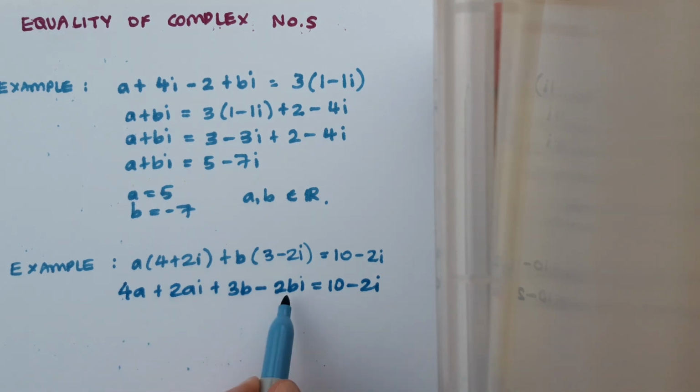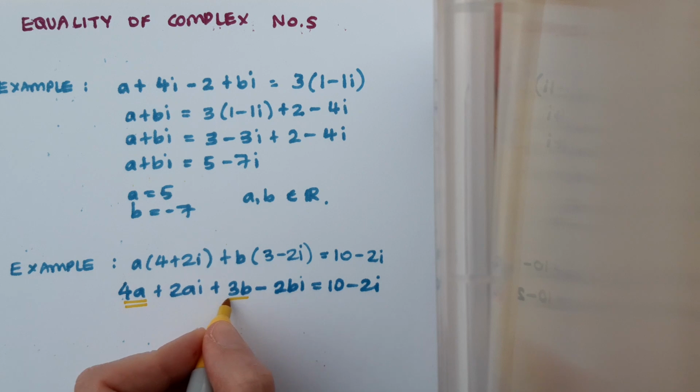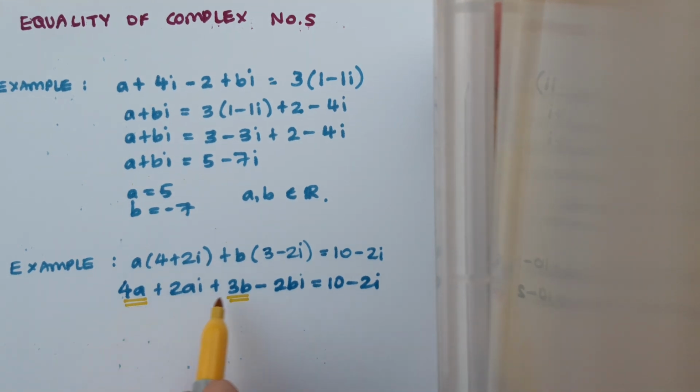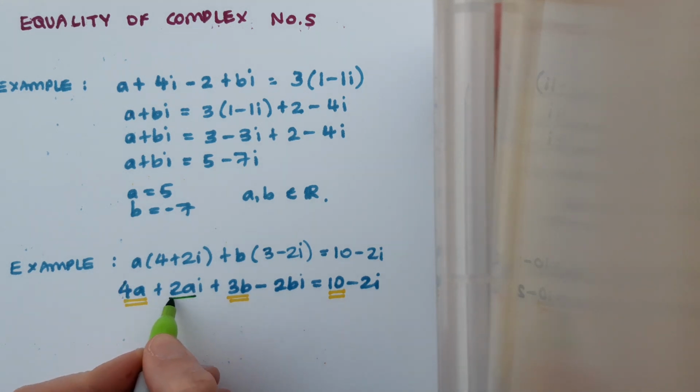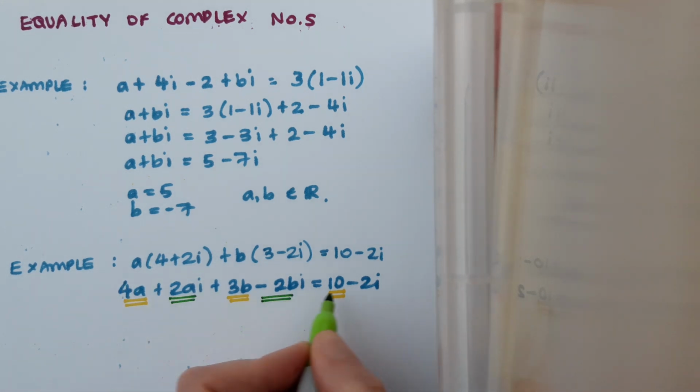Now, on the left-hand side, I've got quite a number of terms there with unknowns in them. On the right-hand side, I have all my coefficients, both my real and my imaginary. What I'm going to do on the left-hand side is group my real terms together, or you can just underline them to identify them if you like. So 4a and 3b, and I've got my real term on the right-hand side. And then again, identify the coefficients of my imaginary terms on the left. So 2a minus 2b, and on the right hand side I've got minus 2.